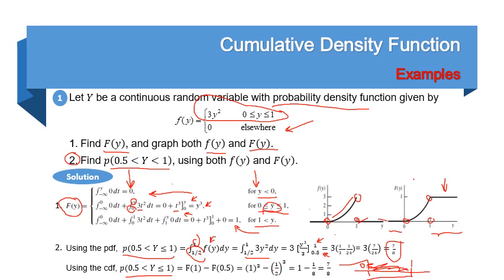As you see here, all you have to do is get the capital F at 1 by substituting in the middle part by 1, and you get 1 cube, and substitute again in the middle part by 0.5, and you get 0.5 cube. Then subtract, and you will get the final answer as 7/8, the same answer as the one you got before.